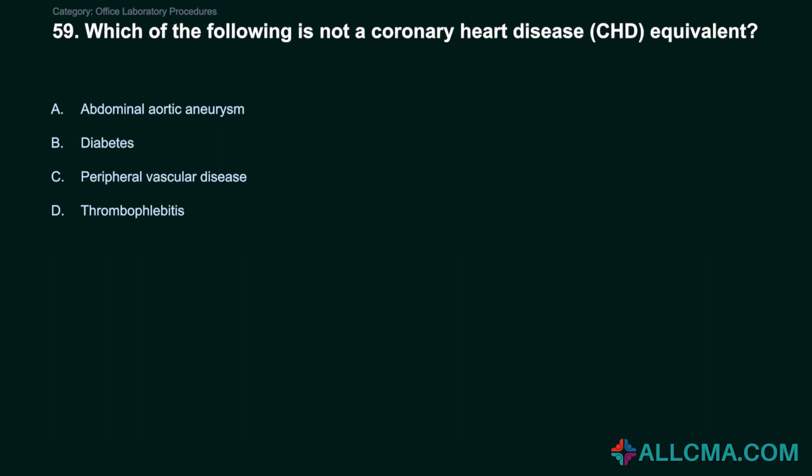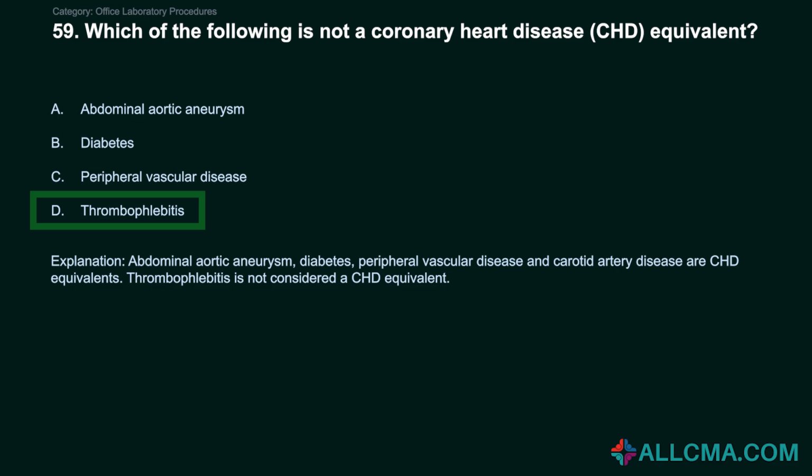59. Which of the following is not a coronary heart disease, CHD, equivalent? A. Abdominal aortic aneurysm. B. Diabetes. C. Peripheral vascular disease. D. Thrombophlebitis. Correct answer, D. Thrombophlebitis. Abdominal aortic aneurysm, diabetes, peripheral vascular disease and carotid artery disease are CHD equivalents. Thrombophlebitis is not considered a CHD equivalent.